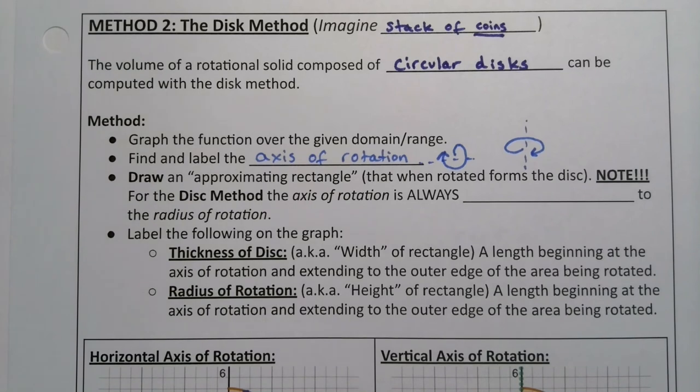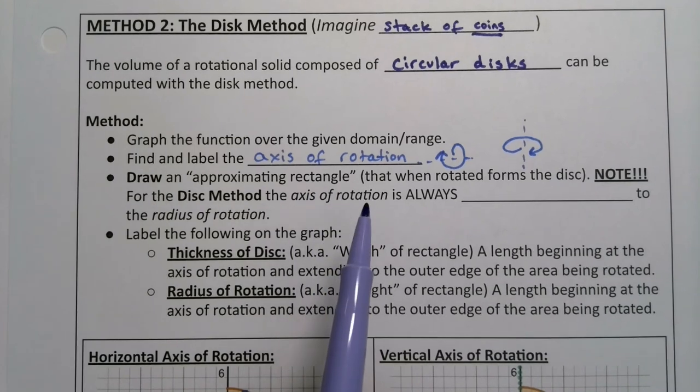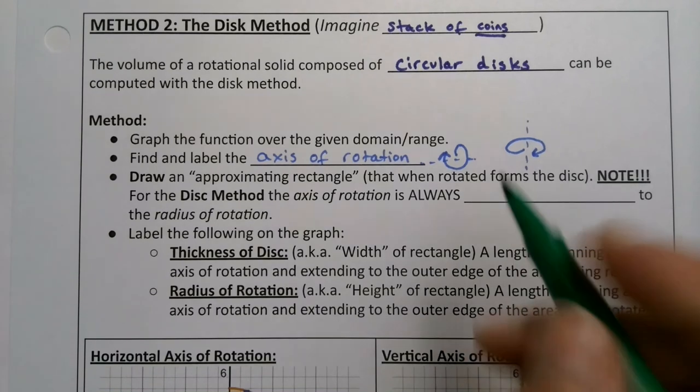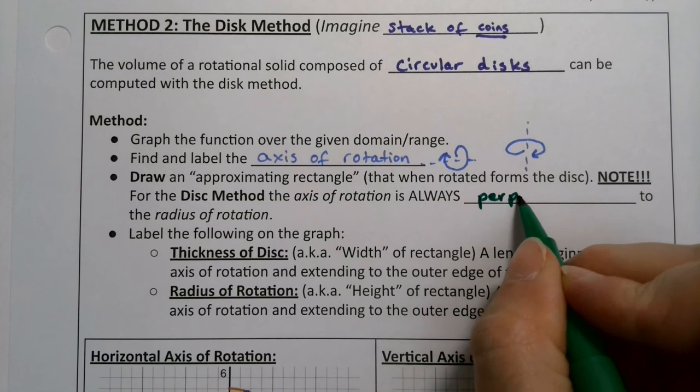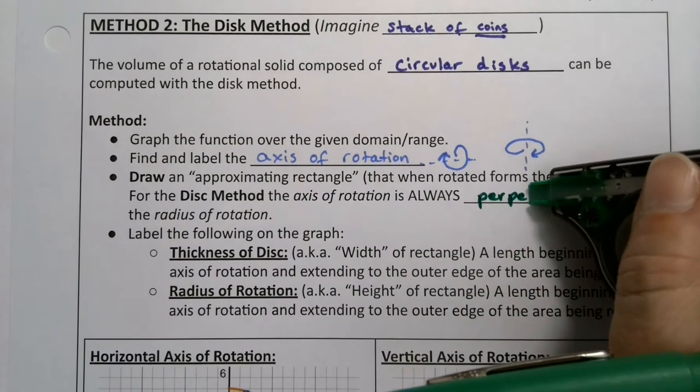All right, we're going to draw an approximating rectangle. You always must draw this. And for the disk method, the rectangle that you draw is always perpendicular to the axis of rotation. Perpendicular. I'm spelling the word perpendicular wrong.